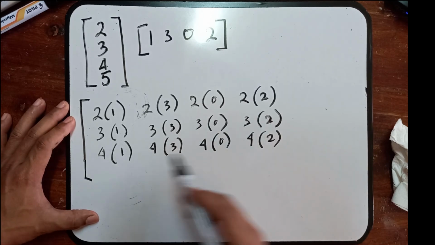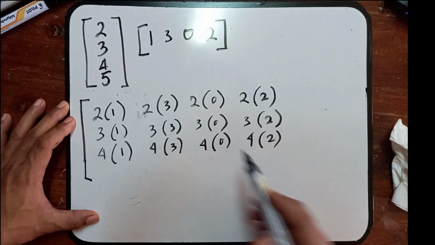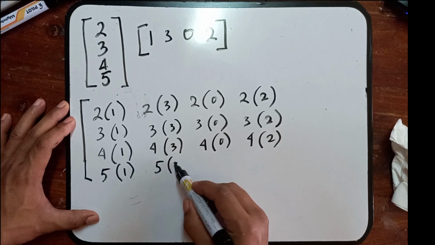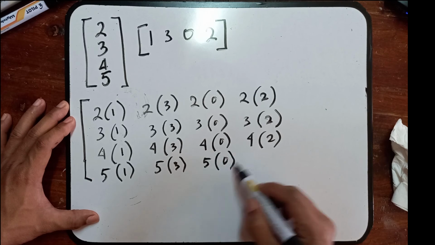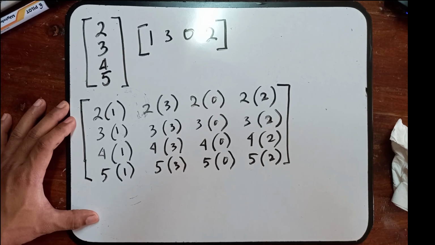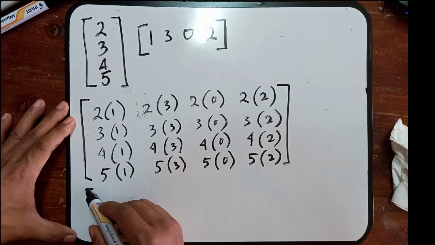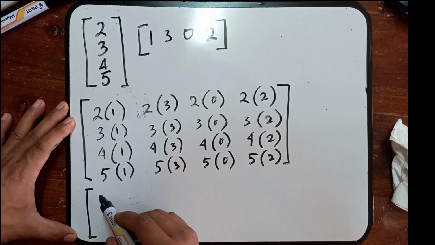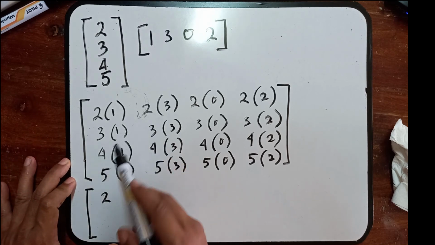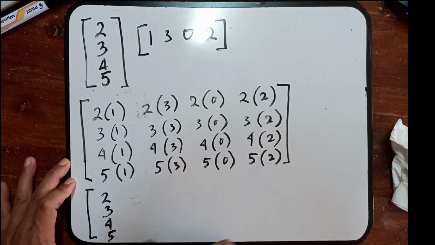So I guess we can now follow the pattern. All numbers inside the parentheses are all the same, so let's just copy this. 5 times 1, 5 times 3, 5 times 0, and then 5 times 2. So there you go. Now let's simplify things. Okay, so let's create another matrix here. 2 times 1, this becomes 2. 3 times 1, this becomes 3. And 4, and then 5.